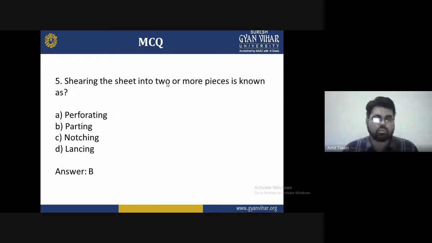Fifth question: shearing the sheet into two or more pieces is known as perforating, parting, notching, or lancing. The correct answer is parting. Shearing the sheet into two or more pieces is simply known as parting. It is a kind of partition, where the sheet is divided into two parts. So shearing of the sheet into two or more pieces is normally known as parting.